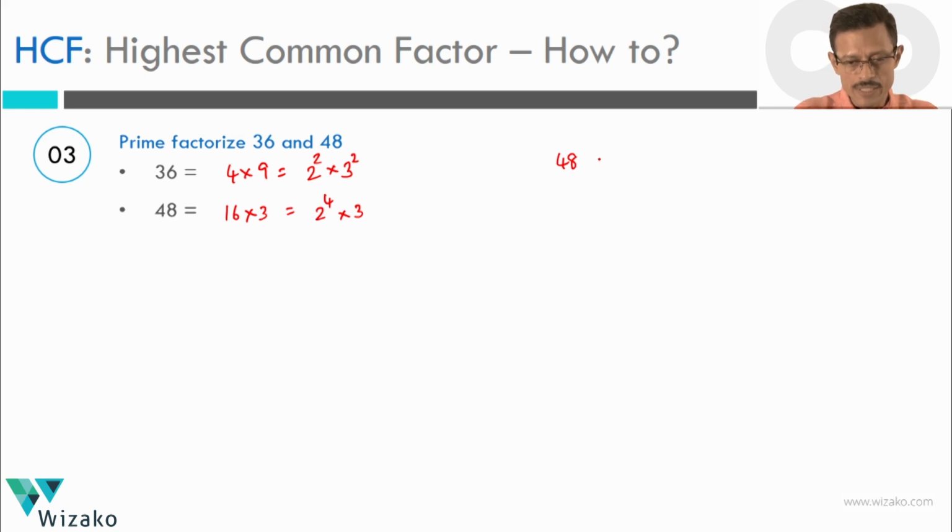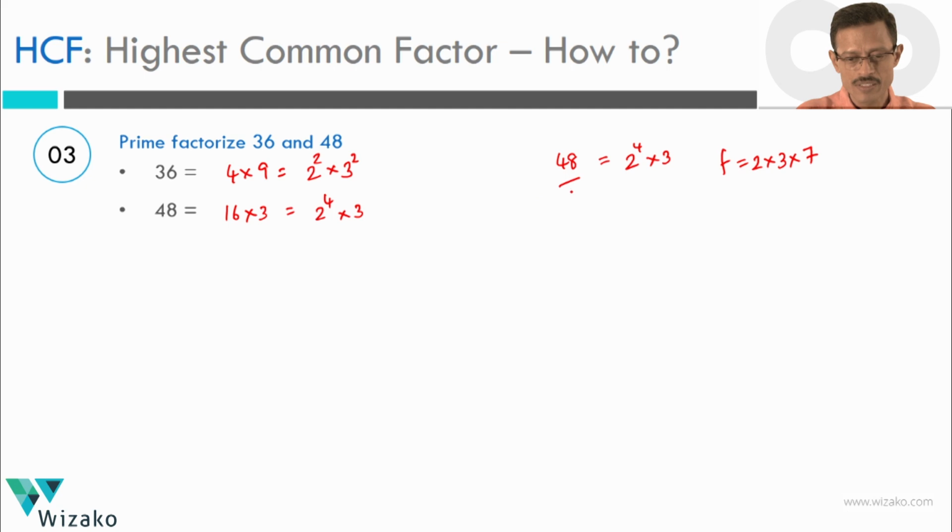The prime factors of 48 are 2 and 3. 48 is 2 power 4 into 3. Let me pick an f and let me say f is a factor of 48. And let's assume for a moment that this f is equal to 2 into 3 into 7. Can f be a factor of 48?